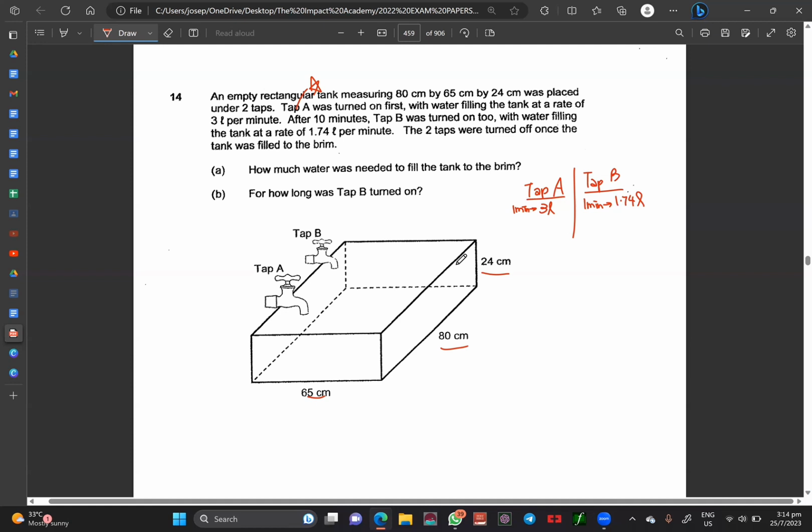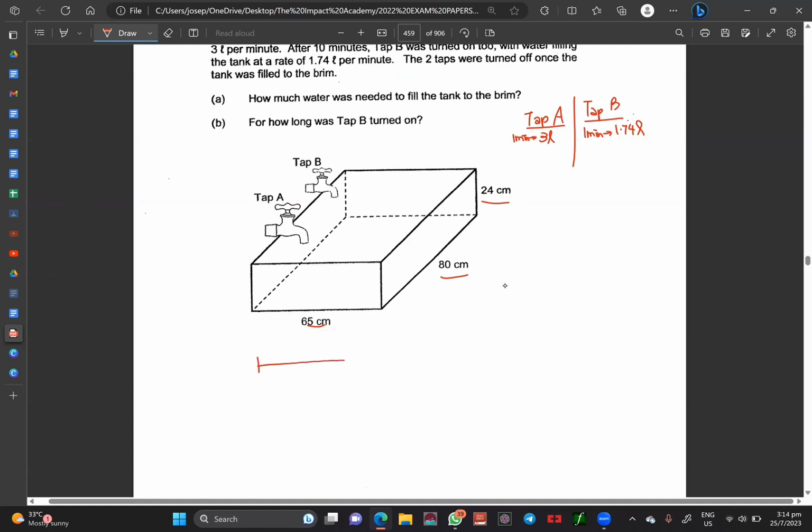Now, what is the meaning of after 10 minutes? It means that if I were to draw a timeline, every time it is a rate, we have to draw a timeline, 0 to 10. I only had tap A. From 10 all the way on, which I don't know how long they turned it on, I have tap A plus B. And this is a crucial information.